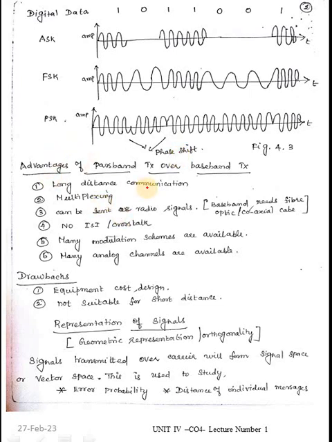Then the advantages of passband transmission over baseband transmission. One is long distance communication and multiplexing. It can be sent as a radio signal, and passband also works over fiber optic and coaxial cable. There is no intersymbol interference or crosstalk with the help of the shift keying methods. Many modulation schemes are available, and many analog channels are also available. So these are all the advantages of passband transmission over baseband transmission.